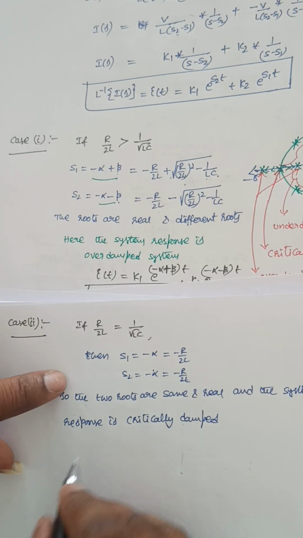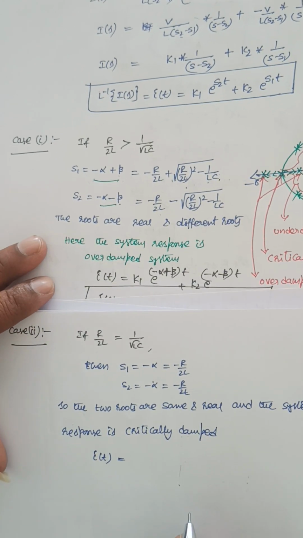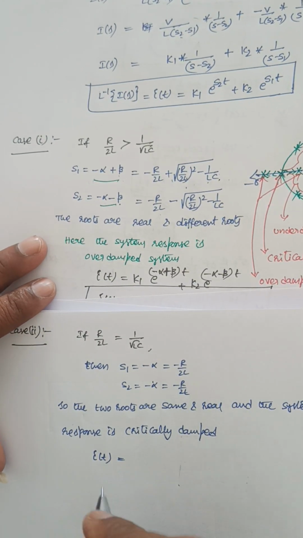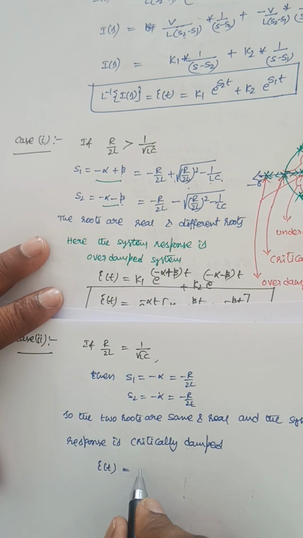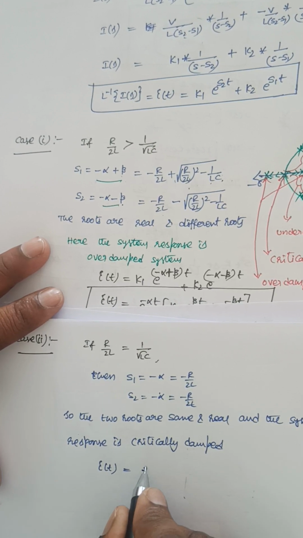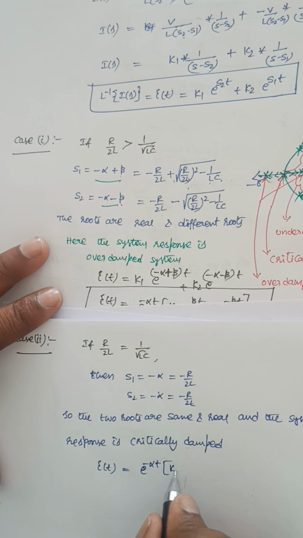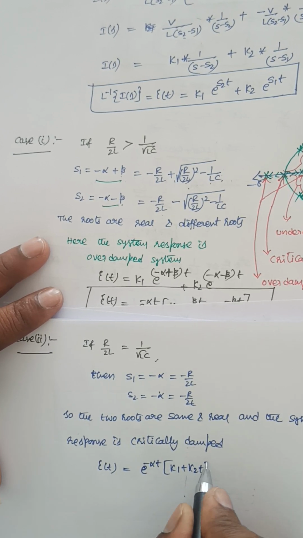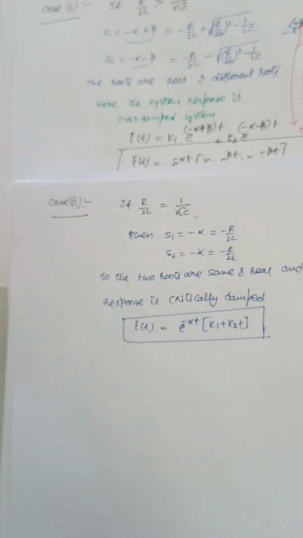And the expression for I of t, if the two roots are the same, we already discussed according to the differential equations. I can write it as e power minus alpha t into (k1 plus k2 t). This is the expression. Now case number 3.